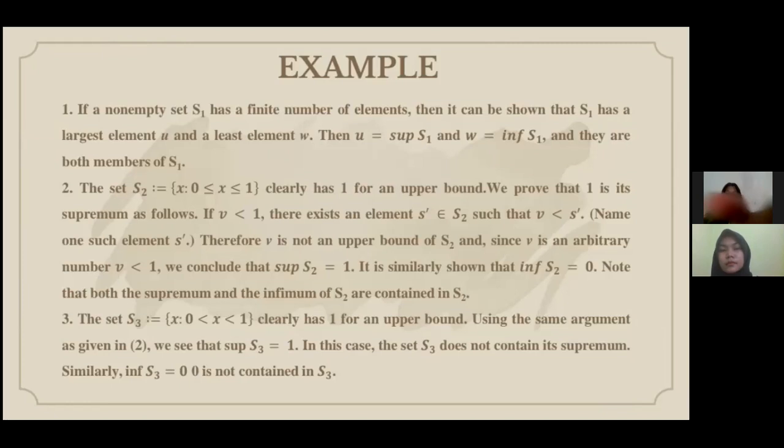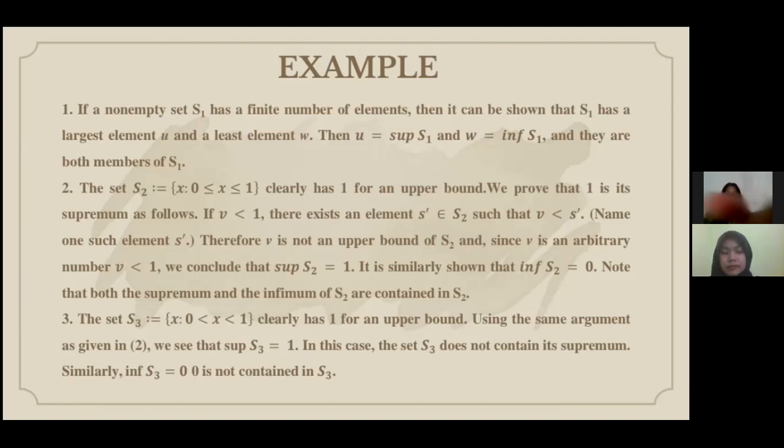The set S2, defined as x less than or equal to 1, is clearly a set such that phi is less than some s in S2. Therefore, phi is not an upper bound of S2. And since phi is an arbitrary number less than 1, we conclude that sup S2 is equal to 1. It is similarly shown that inf S2 equals 0. Note that both the supremum and the infimum of S2 are contained in S2.